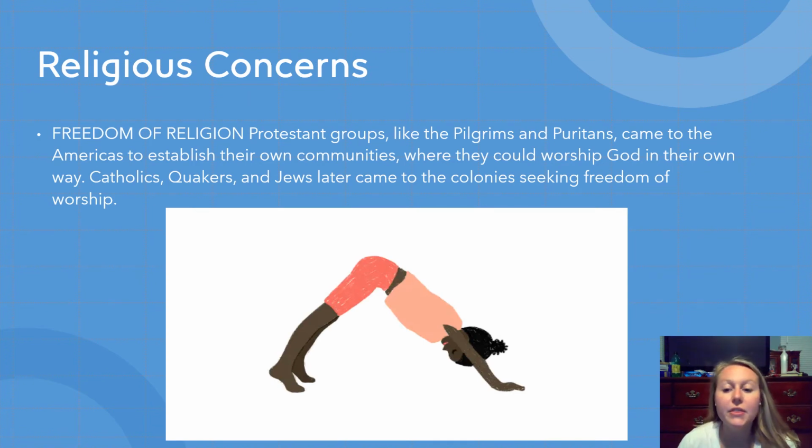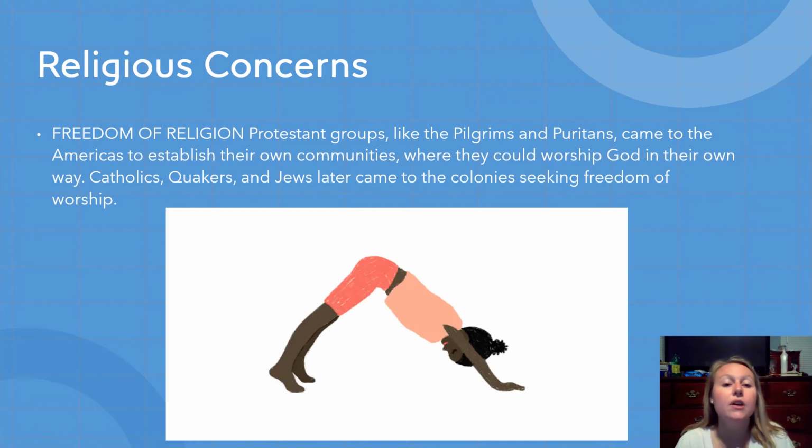Okay, guys, the fifth reason that the settlers decided to come to the United States of America is for religious concerns. So for this particular balance pose, you are going to bend down and try to stretch your toes, and then you're going to walk your hands out in front of you until your bottom is all the way in the air. You should feel your back stretching, and this should be super relaxing. So I want you guys to go ahead, take a deep breath, and get in that balance pose.